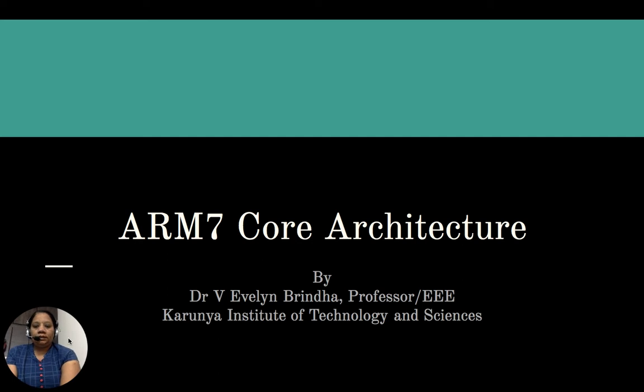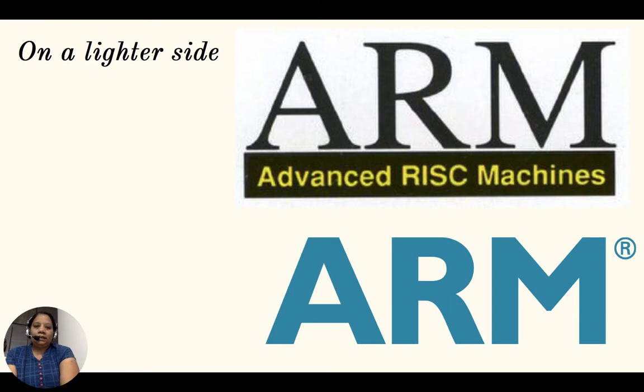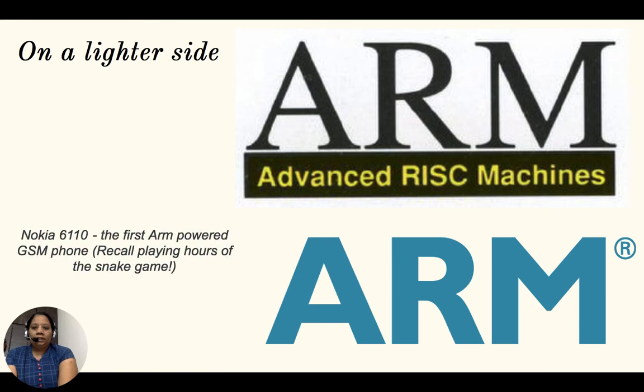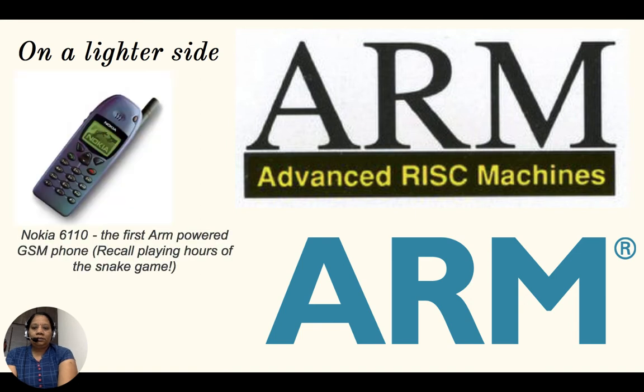Now going into the details of ARM7 architecture, to be on a lighter side, this is the symbolic representation of Advanced RISC Machines in the year 1999. And now in the latest years, this is the symbolic representation of an ARM processor. And we all have heard about Nokia 6110, the first ARM powered GSM phone. We could all remember playing the snake game on this Nokia 6110.